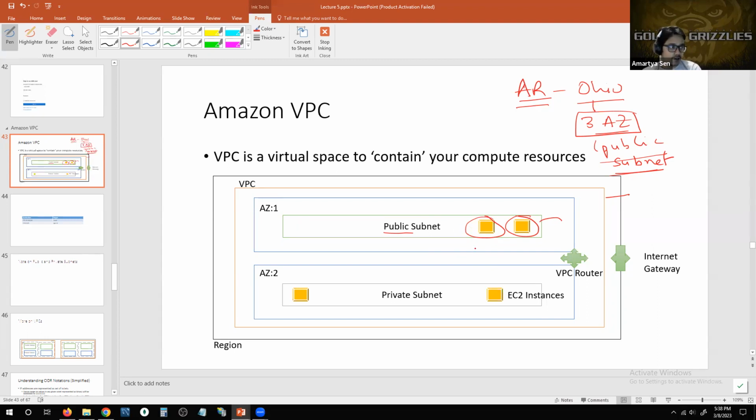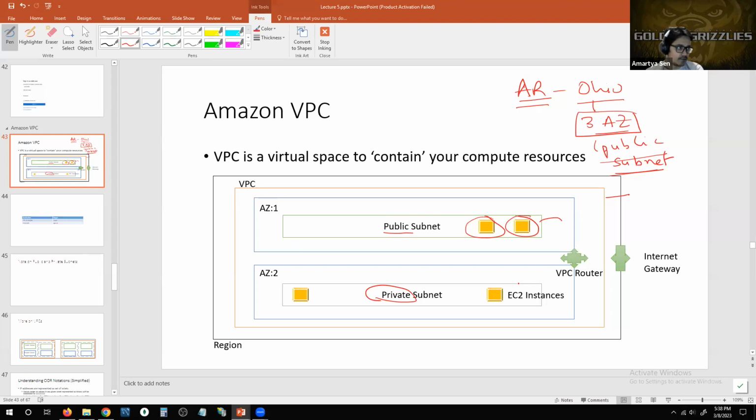The other category of subnets that you can create is a private subnet. The main distinguishing factor between public and private subnets is that the private subnet will not have a public IP address associated with it, right?